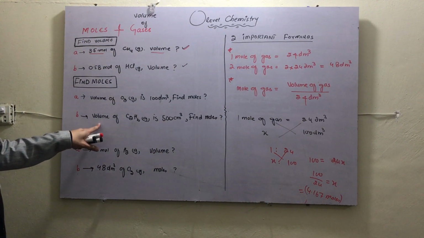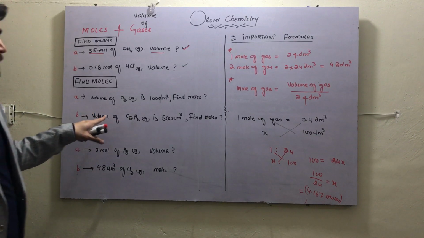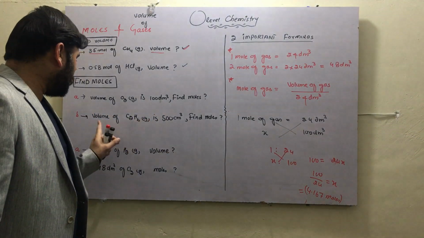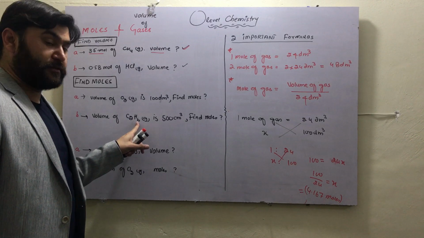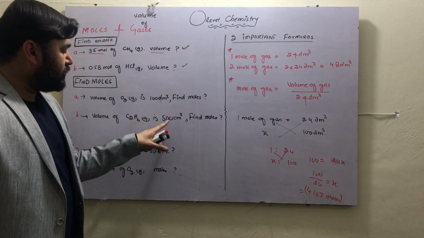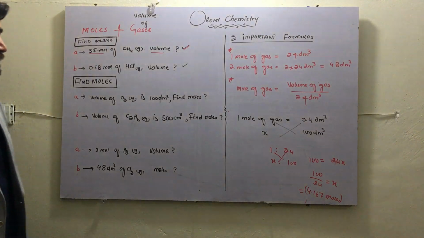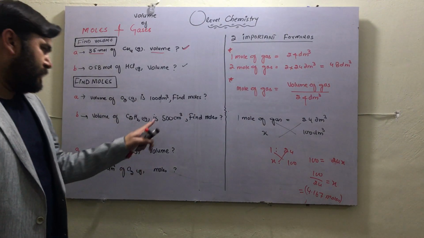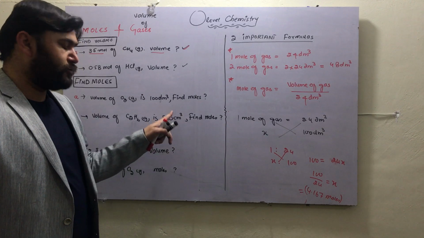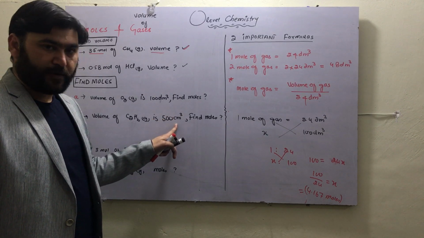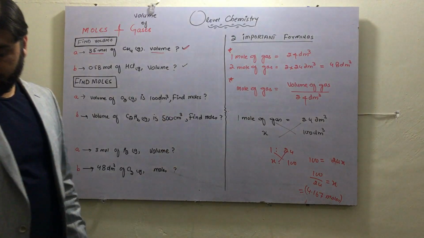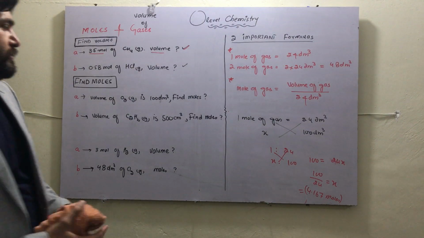Now in the same formula, how can we solve this question? Volume of C2H6, this is ethane, in gaseous state, is 500 centimeter cube. Find the moles. So again, there is one more thing. Here 500 centimeter cube, so you need to convert it into decimeter cube by just dividing by 1000. So the answer will be like the same. Let me write over here.